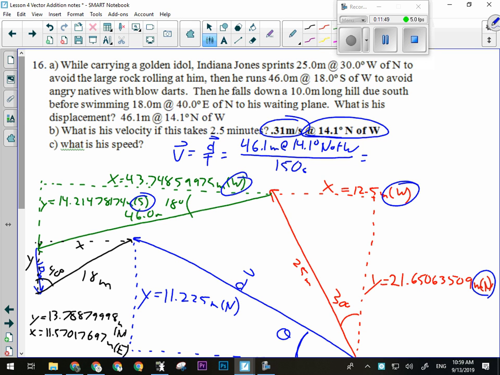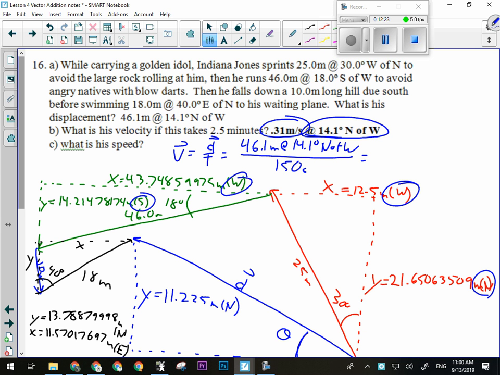Whenever I calculate velocity, I don't need to do the vector stuff again. Displacement and velocity have to have the same vector. They're talking about the same trip. Now part C. This is just to throw in there. Do you remember the difference between scalar and vector quantities? What's his speed? What do I need to calculate speed? Distance and time. So the time's still 150 seconds. But now what do I do with all of these vectors? I just add them up.